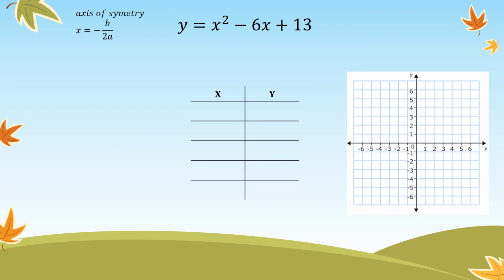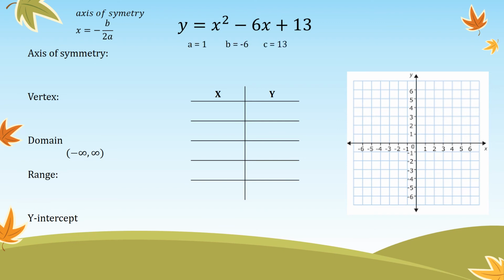Okay, so let's try the next one. We need to find A, B, and C. Our axis of symmetry is going to be negative 6 over 2 times 1. To find our vertex, we put 3 back into where the y is. The range, this is opening upward, so our vertex is going to be a minimum point. So this would be y is greater than or equal to 4.